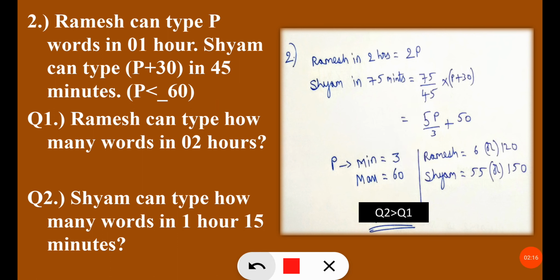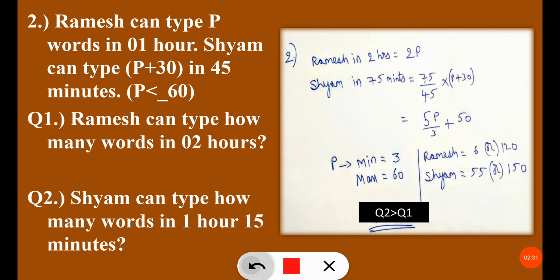Now, put this 3 over here in Ramesh's performance. It becomes 2P, 2 into 3 equal to 6, and put this 60 over here. It becomes 2 into 60 equal to 120. So Ramesh's least performance is 6, maximum performance is 120.